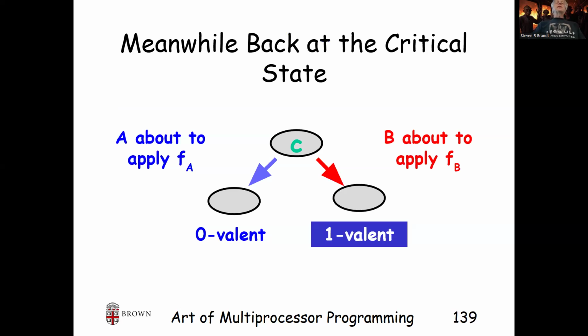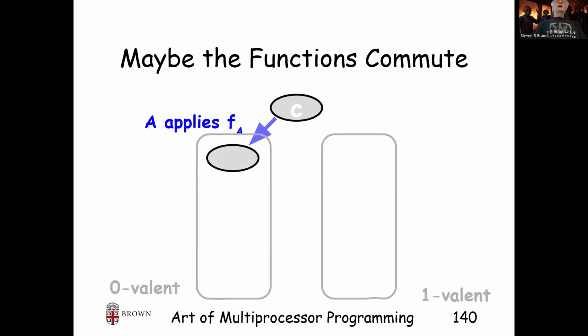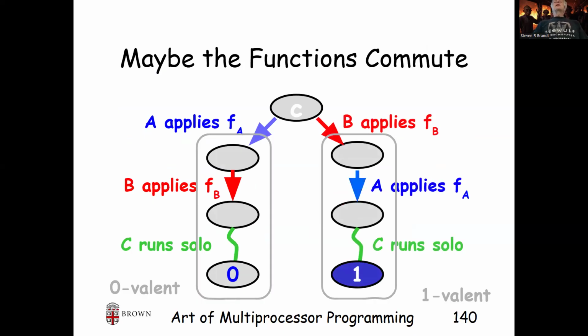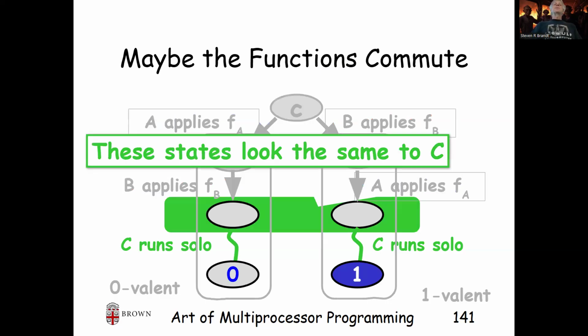So if we go back and look at our critical state, we're going to have A applies F of A, B applies F of B, and C runs solo. So we're going to have a third thread that's trying to distinguish these things, right? The point is, if we have A and B applied and they commute, then thread C can't tell which of them ran first because it's got the same value. If both of them call get and increment, okay, it's 2, so 2 threads ran. What can I do with that? So that's part of the problem.